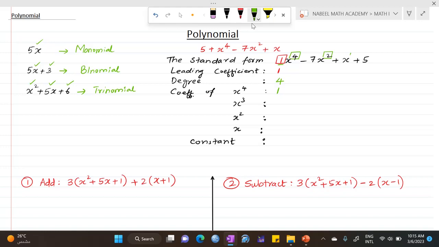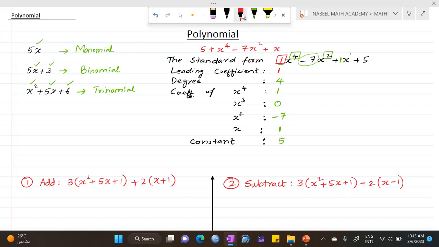Coefficient of x power 3. Therefore, x power 3 is missing. There is no x power 3. Therefore, it is equal to 0. Now, the coefficient of x square. The coefficient along with the sign you have to take. So, therefore, it is minus 7. Now, coefficient of x, which is equal to 1. And the constant term, which is equal to 5.